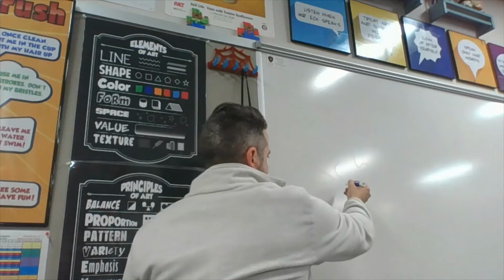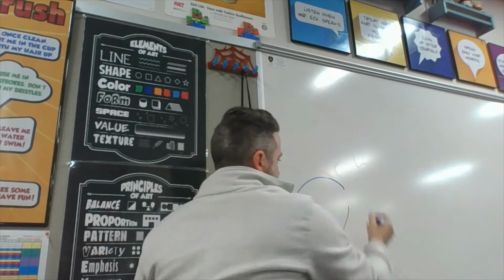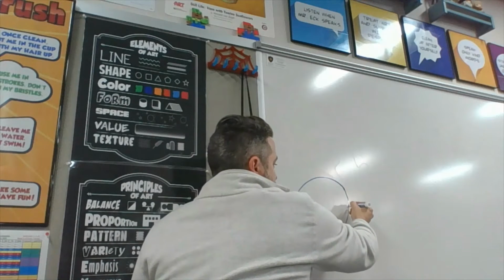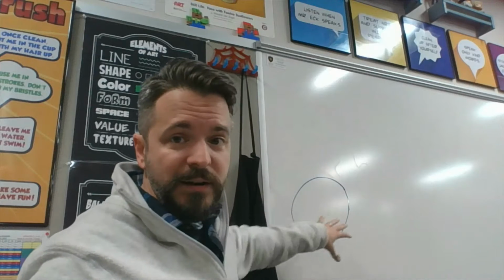Let me give you an example. I'm going to make a circular line, but I'm not going to finish it yet. Is that a shape? It's almost a circle, but it's not a circle because the shape is not complete. But when I finish that line, then it becomes a circle. So it's a circular area surrounded by a line.